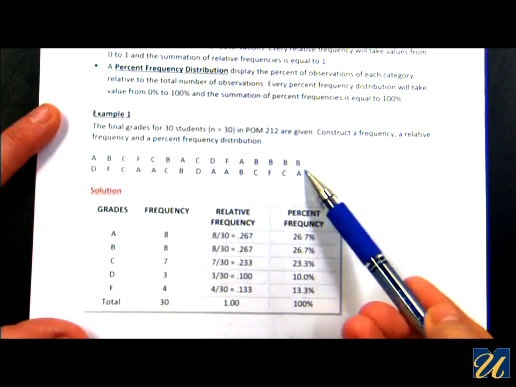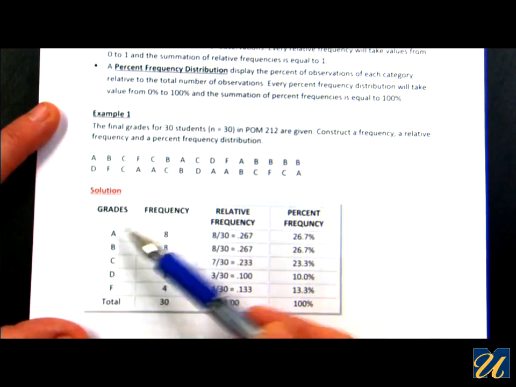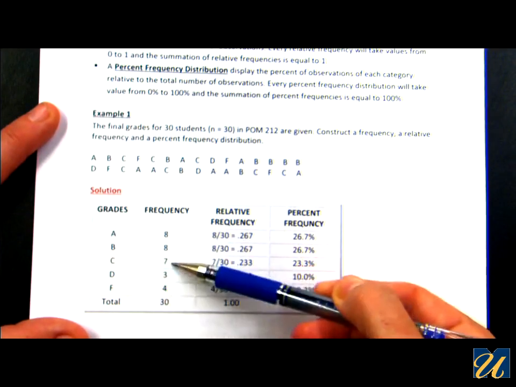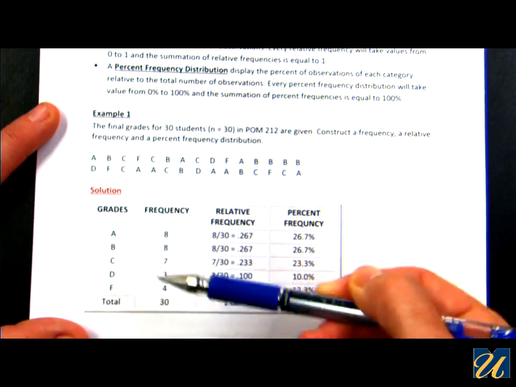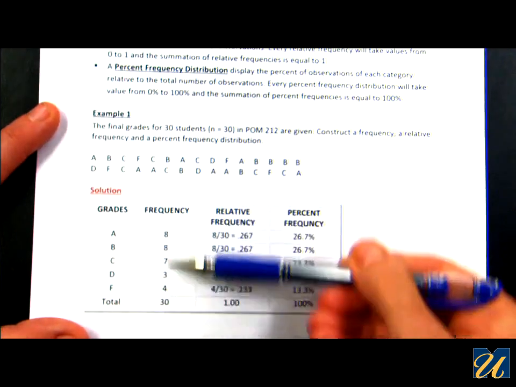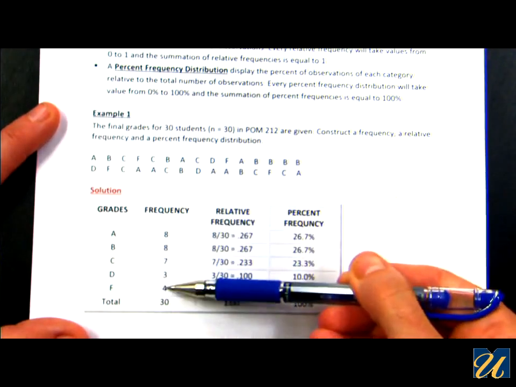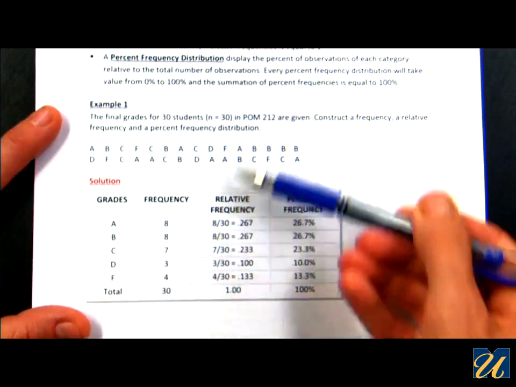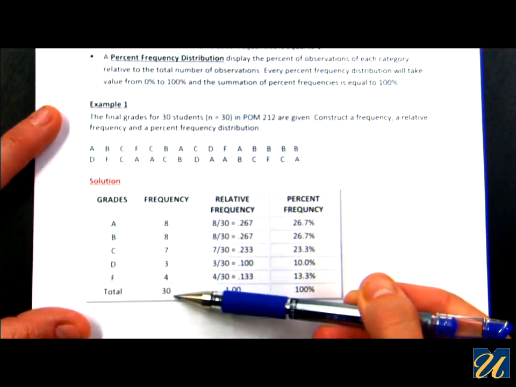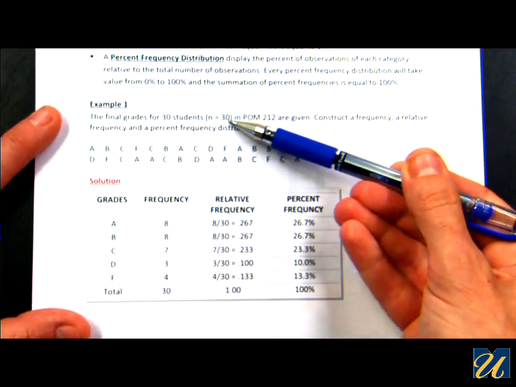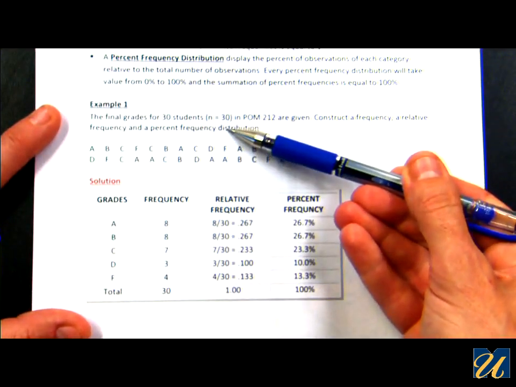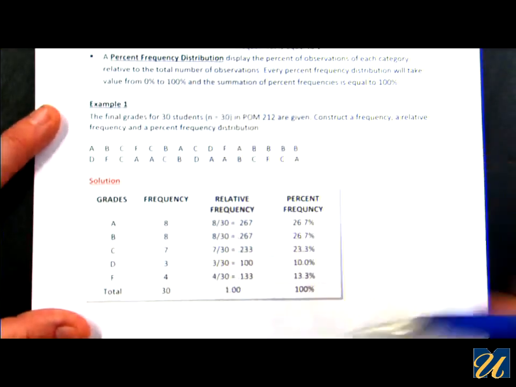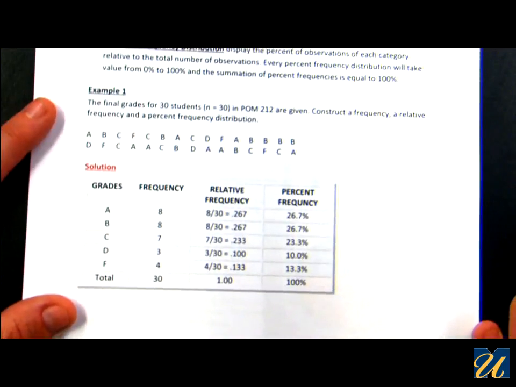And you go to your data set and you count, how many A's do I have? 8. How many B's? 8. C's? 7. D's? 3. F's? 4. So this will constitute your frequency distribution. When you find the frequency distribution, at the end you add them all and you want to make sure that the total number of the frequencies is the same as your sample size. That means you didn't miss out any of the entries. So we have 30 here, our sample size is 30, so we are good.